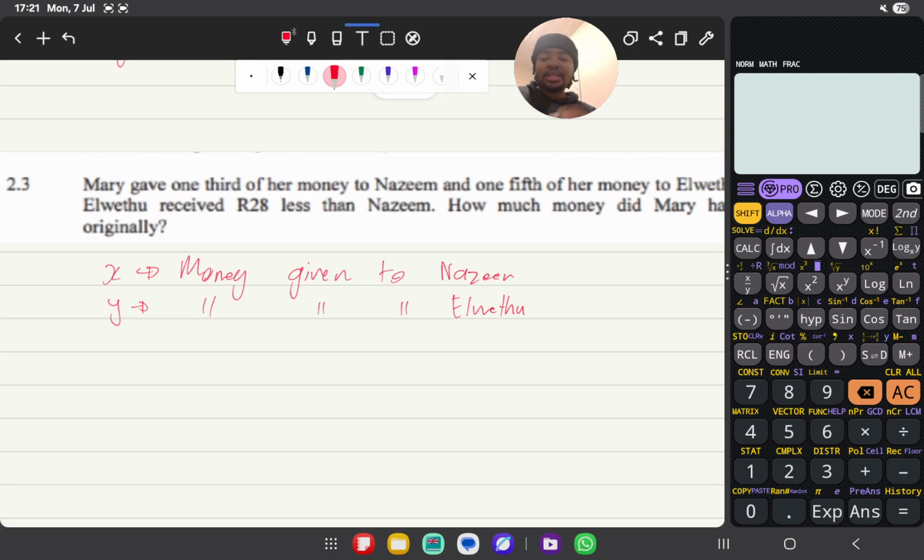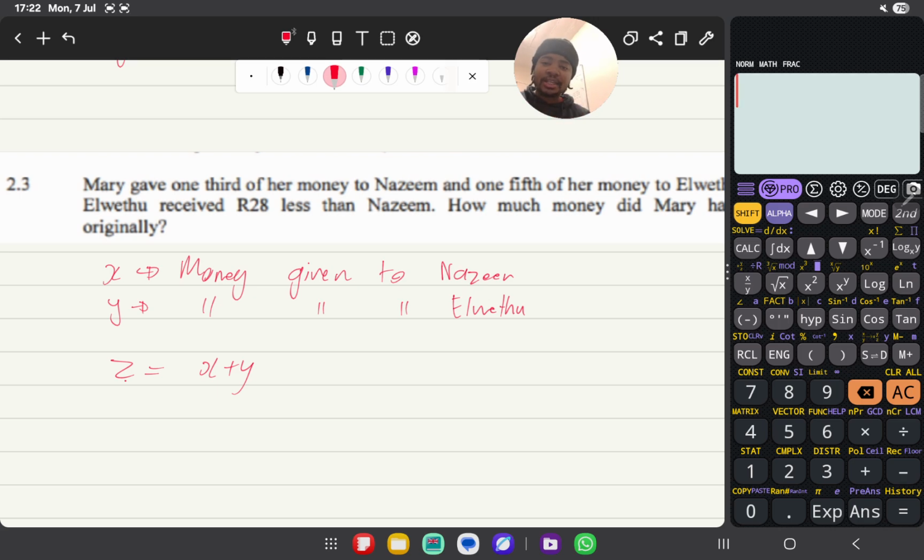Now let's hear what they're saying. Mary gave 1/3 of her money. I'm thinking now, the way in which I named my variable doesn't necessarily make sense. I'm stuck between this. Maybe I say Z equals X plus Y, and Z is money for Mary. That's Z, that is Mary's money, right?